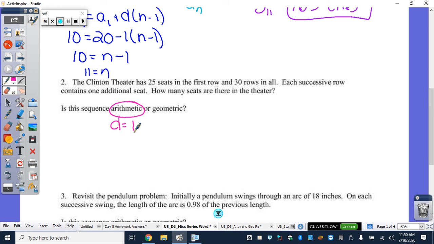So again, they want us to figure out how many seats are there in the theater. So that means we're looking for a total. So which formula do we have to use? Our summation again. Or our series, I should say.